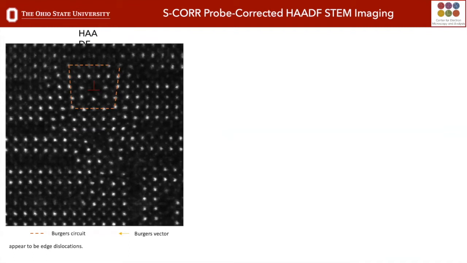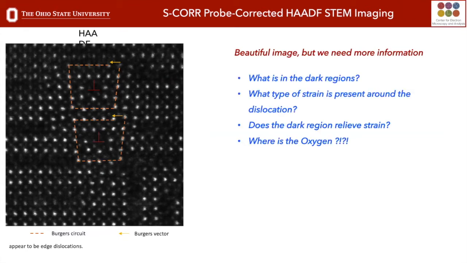It's absolutely amazing that we can see something of this quality. You can also start to see distortions in the unit cells, right? So strain measurements could start to be made there based off of atom displacements. All sorts of things can come out of this image. And that's really where we're at in microscopy: how much more can we get out? What's going on in these dark regions where we're not seeing atoms? What type of strain is present around the dislocation? Does the dark region relieve the strain somehow?